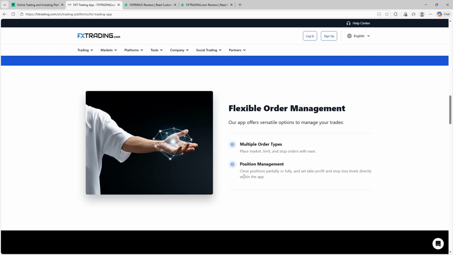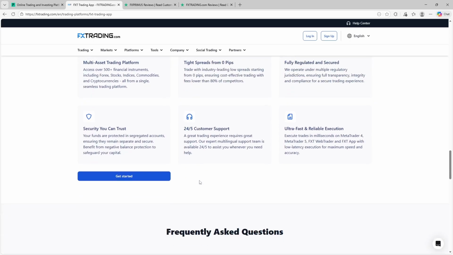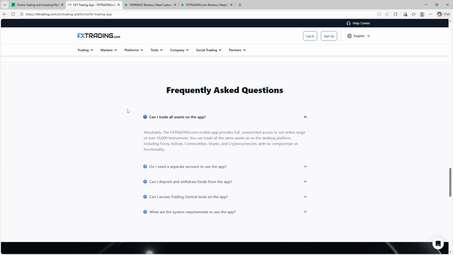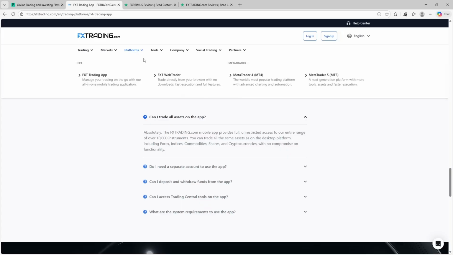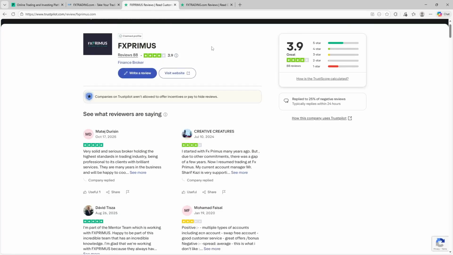Educational content, market commentary, and platform guides are available, but the broker clearly prioritizes performance and execution reliability over heavy handholding. From a user sentiment perspective, Trustpilot feedback adds useful context. FXPrismus currently holds a Trustpilot rating of 3.9 out of 5, with reviewers frequently highlighting professionalism, account manager support, and platform reliability, while some point to average spreads and region-specific promotions as limitations.